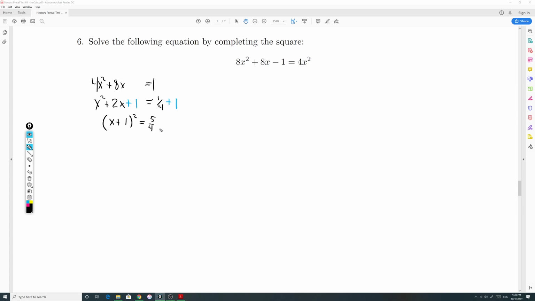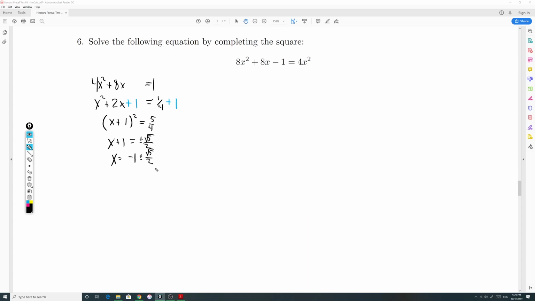1/4 plus 1 is 5/4. Now we solve this equation just using basic algebra. Take the square root on both sides. Don't forget, when you take a root, you need plus or minus. And finally, finish solving. So our final two solutions are -1 plus or minus the square root of 5/2.